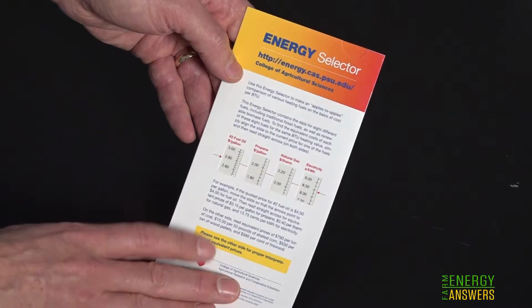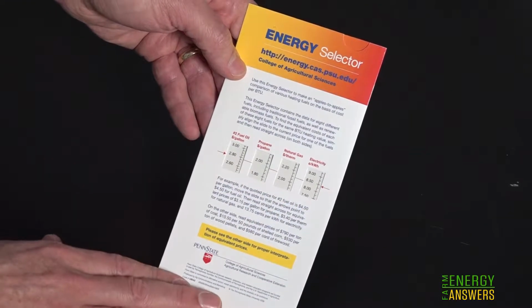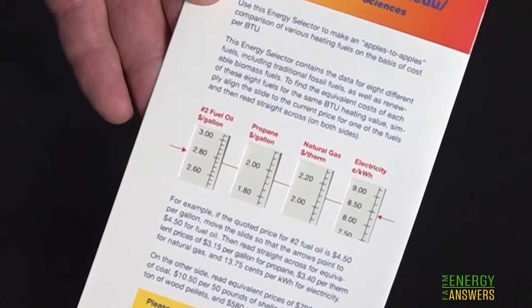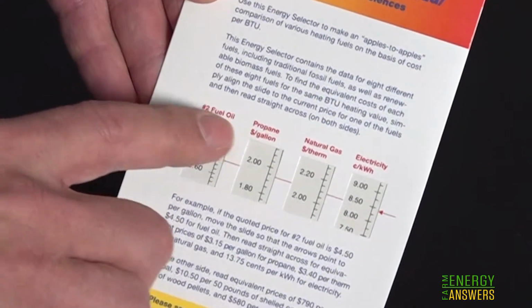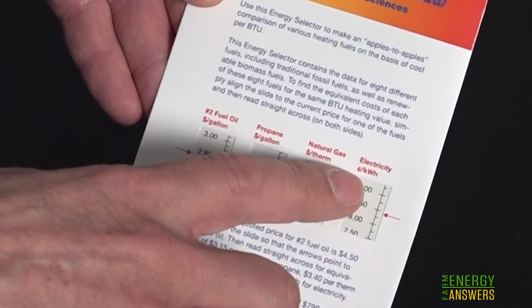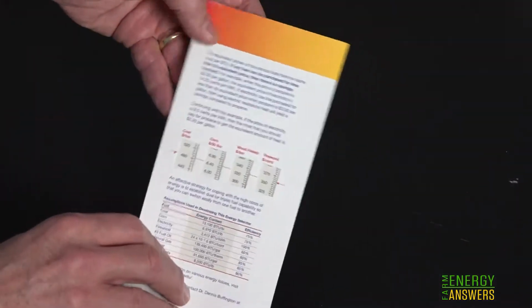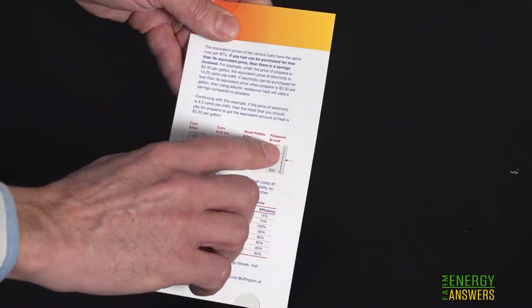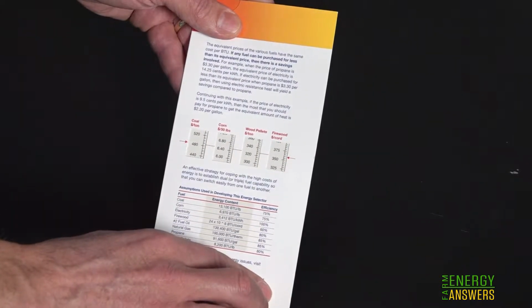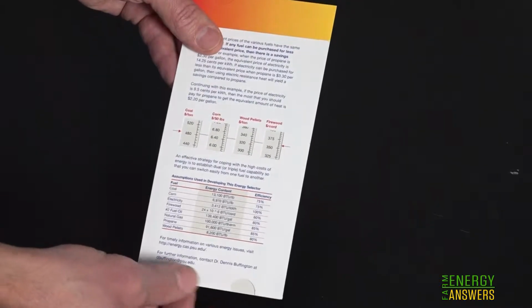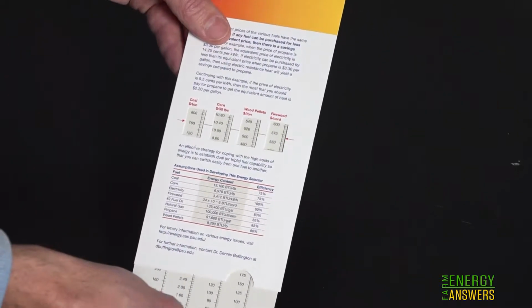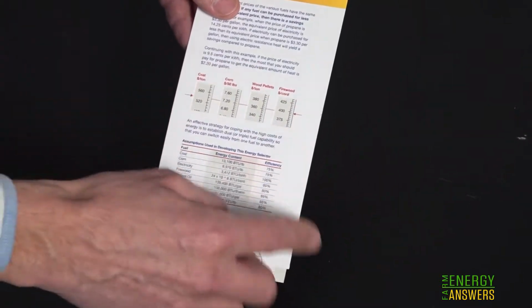Note that the Energy Selector has 4 windows on each side of the card. Each window corresponds to a different heating fuel. In this case, we have fuel oil, propane, natural gas, and electricity on one side, and coal, corn, wood pellets, and firewood on the other side. Inside the Energy Selector is a slider that can be moved up or down to change the energy prices that show up in the windows.